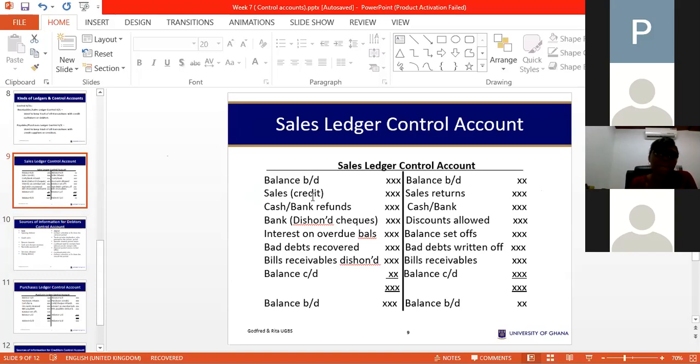Madam, so can we use the ending date? Yes, you can use the ending date, but to make it short for you, don't use a date in the rows. Just put the date on top. So if you are preparing the sales ledger control account, you just put on top: sales ledger control account for the period ended. So it's for a period, and the information will give you the date on that. Okay. That's one. Yes, please. Thank you very much.